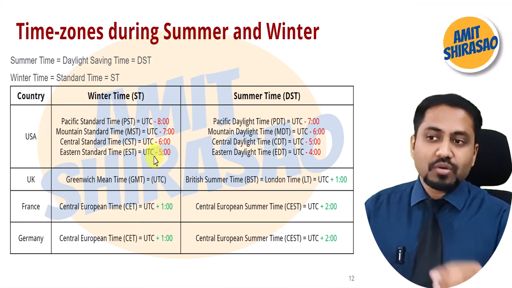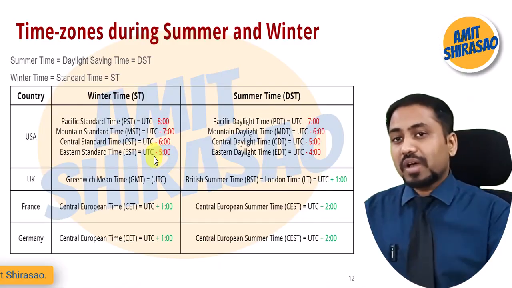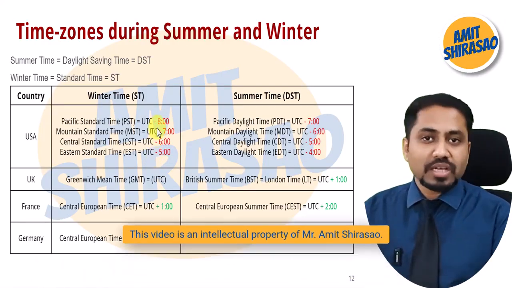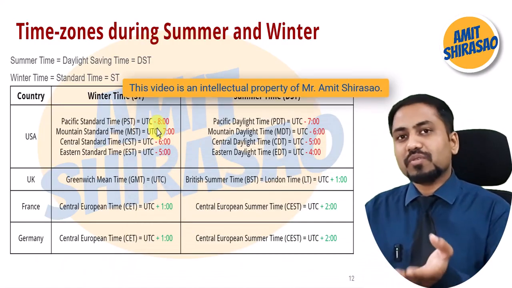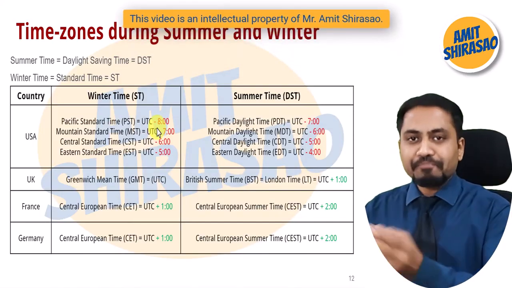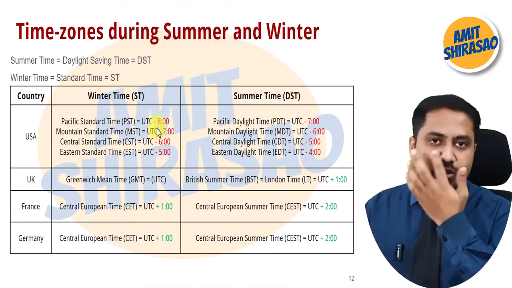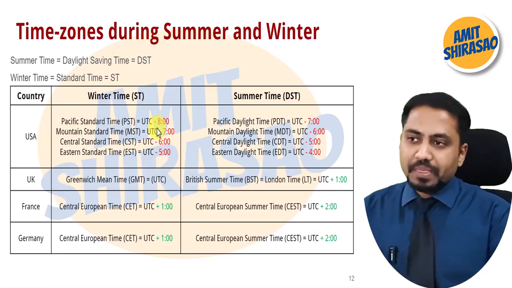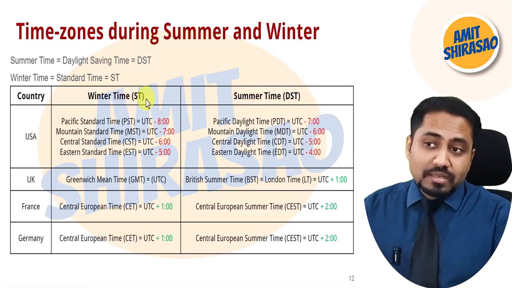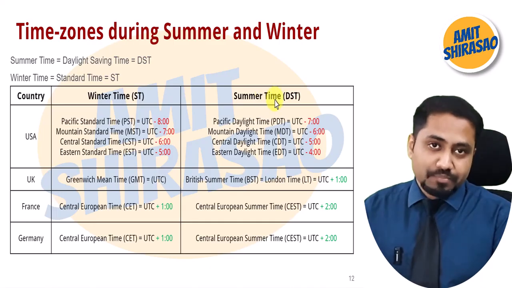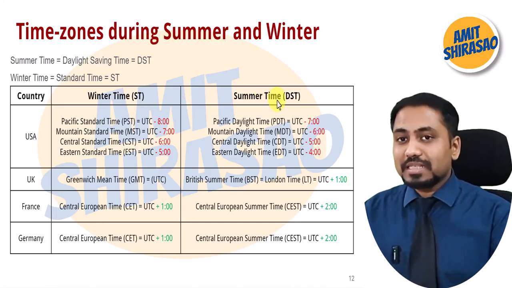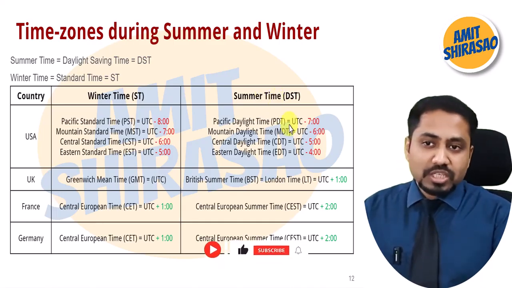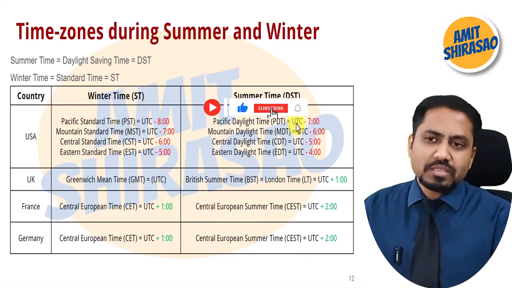In the US, they follow UTC minus 5 hours, 6 hours, 7 hours, or 8 hours. Okay, so US is always behind India and even behind UTC, whereas India is ahead of the UTC. Okay, but in the summertime, they follow DST, that is daylight saving. So just add 1 hour to all of these readings.